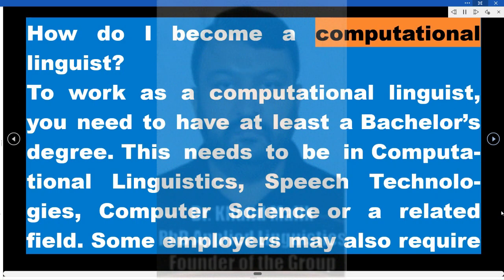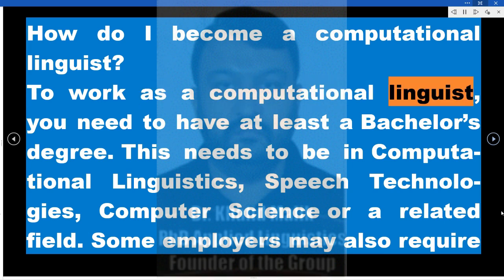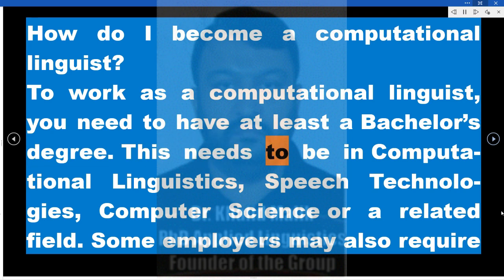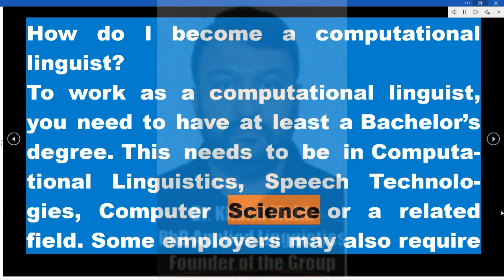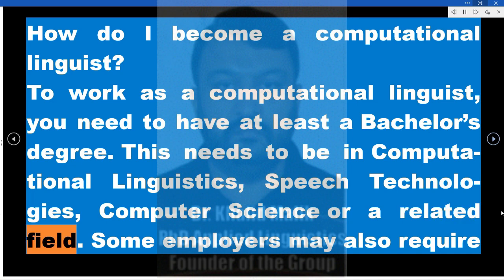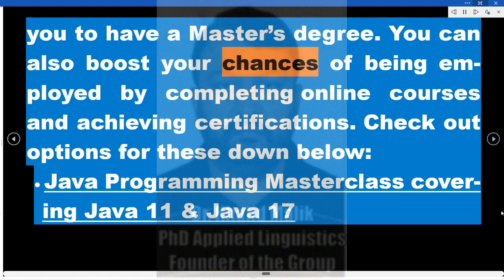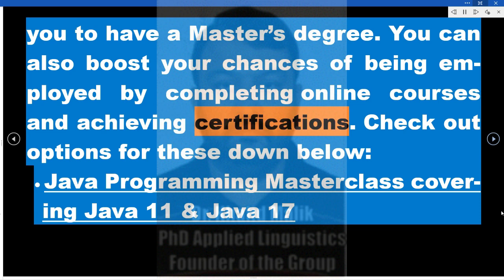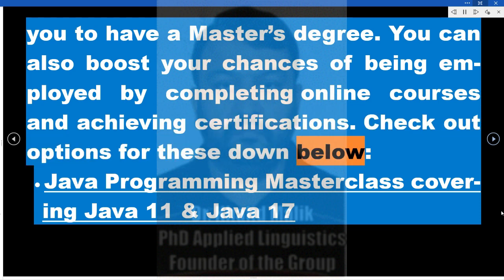How do I become a computational linguist? To work as a computational linguist, you need to have at least a bachelor's degree. This needs to be in computational linguistics, speech technologies, computer science, or a related field. Some employers may also require you to have a master's degree. You can also boost your chances of being employed by completing online courses and achieving certifications. Check out options for these down below.